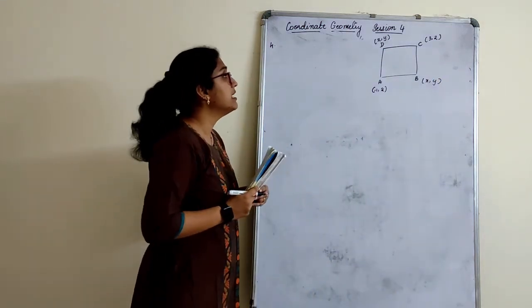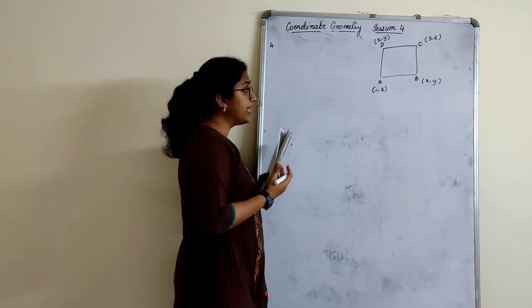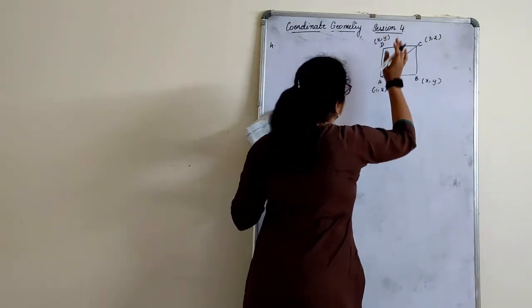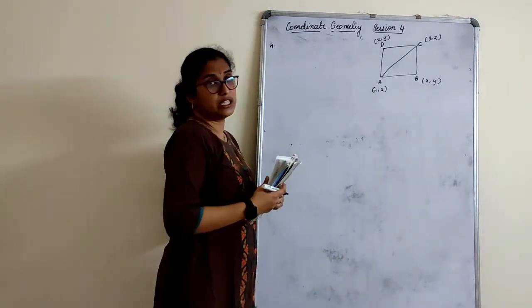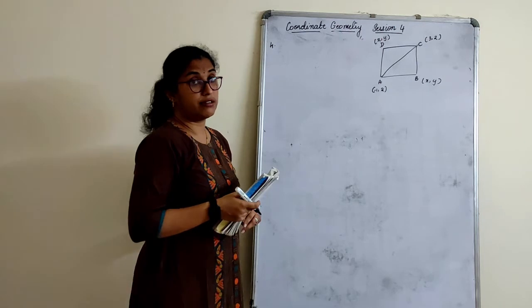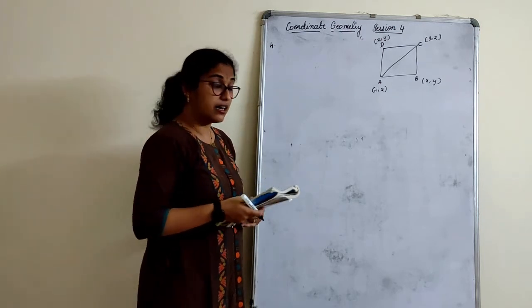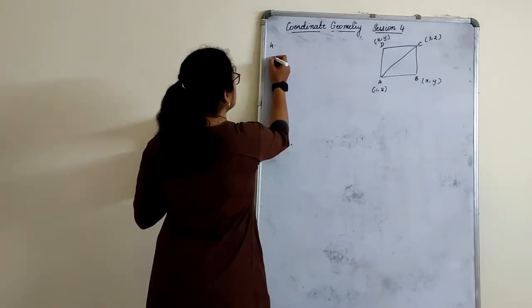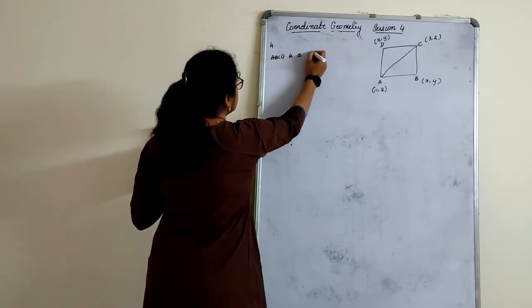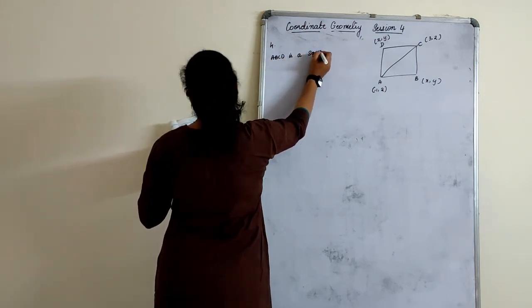To find this, what we can do is join any one diagonal here. If I am joining this diagonal, I will make use of this. You will understand how to solve this. Now, first of all, this is a square, children. In a square, all the sides are equal, right? So, ABCD is a square.